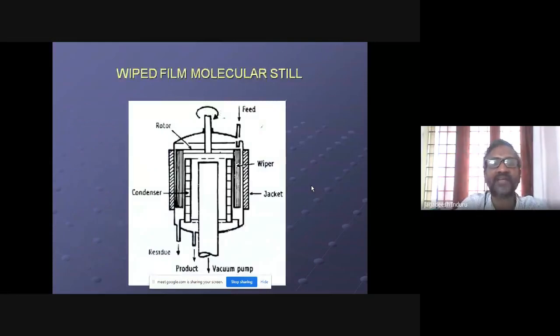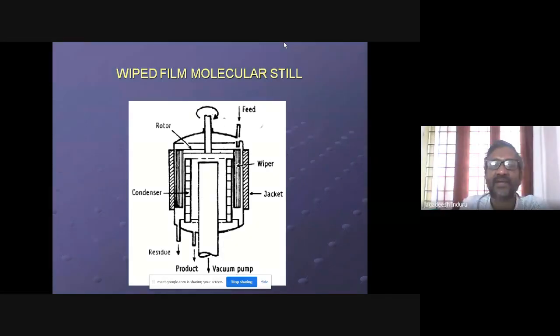The first one is the wiped film molecular still. In the wiped film molecular still, you have the feed present at the top. The cursor is disappearing so I am not able to show it, but I will mention it orally. On the top right-hand side, you have a feed which is entering. When it enters, it will be wiped by the wiper. You can see the vertical lines on the right side.